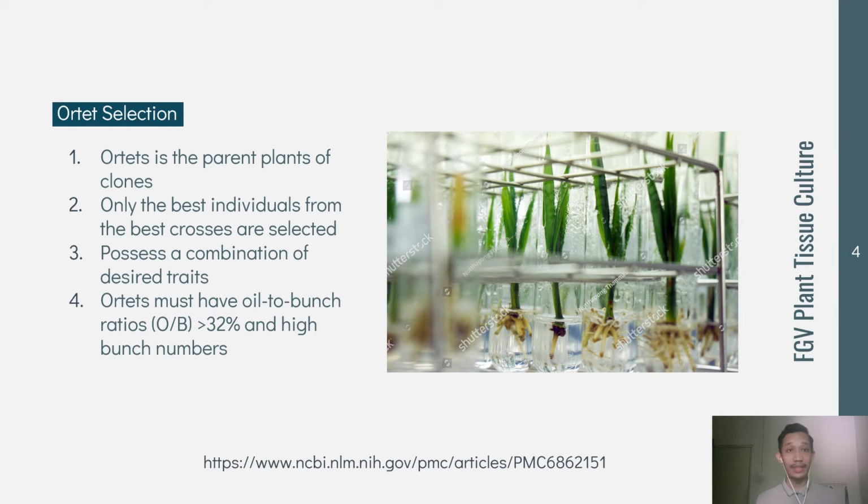Next, I want to present the process of ortet selection. Basically, the ortet is the parent plant of clones, and only the best individuals for best crosses are selected. These individuals possess a combination of desired traits, and this ortet must have higher than 32% of oil to bunch ratios and high bunch numbers.